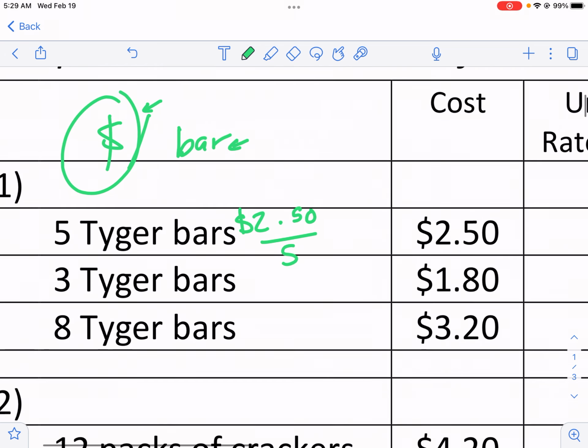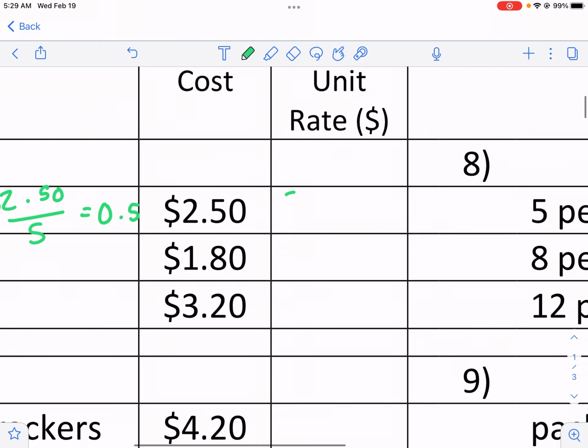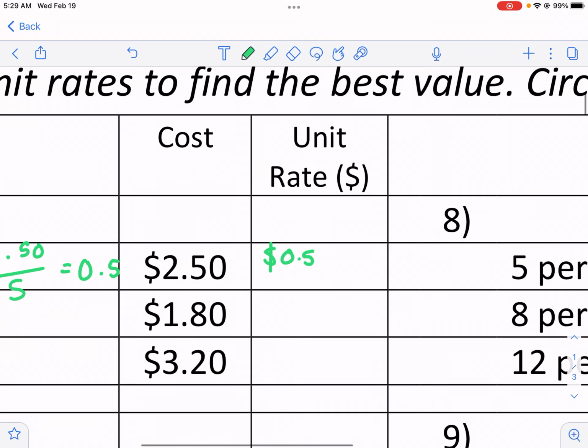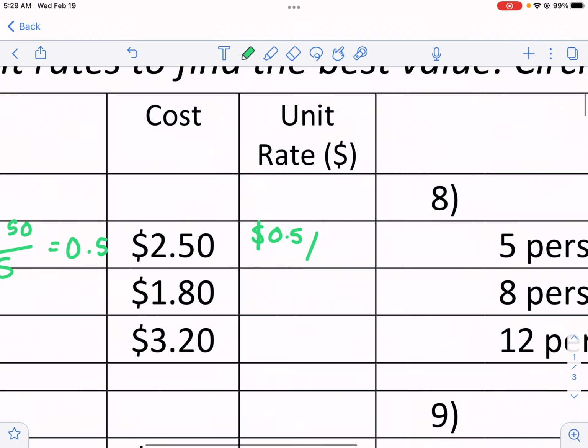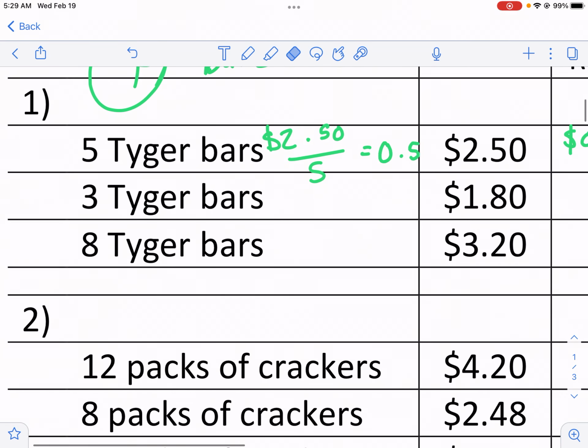A couple different ways you could do this. You could use a calculator, which is pretty easy. You could just do 2.5 divided by 5, and you get 0.5 for your answer. So I'm going to go ahead and write that for this one. We don't need to write per bar because it's understood that it's the unit rate, but it might be good practice to write per bar just to keep it in that ratio form. So that's the first one.